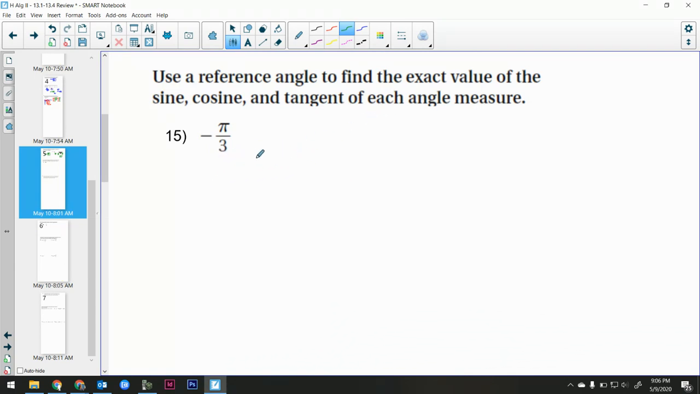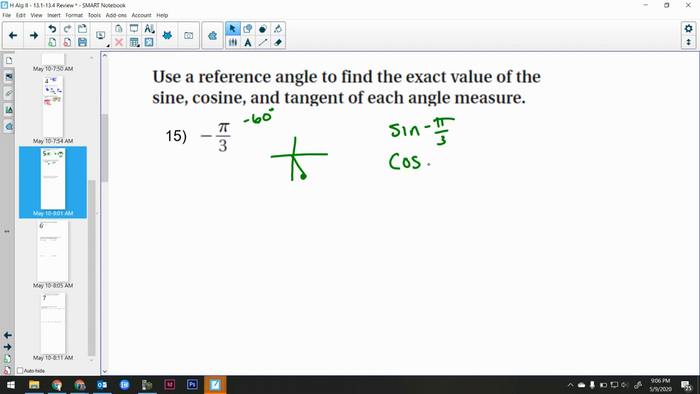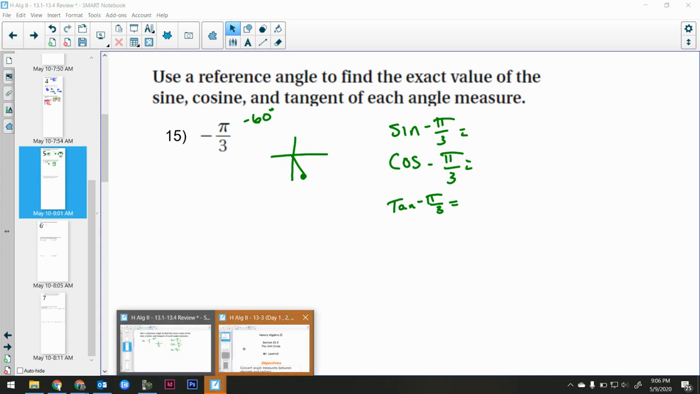Okay, so let's find negative pi over 3. So it should be down here, right? Negative pi over 3 should be this one. This is like negative 60 degrees, right? It's going to act like that as well. So that's what I'm going to look for. I'm going to find sine of negative pi over 3, cosine of negative pi over 3, and then tangent. Right? Okay. So let's get to our unit circle.